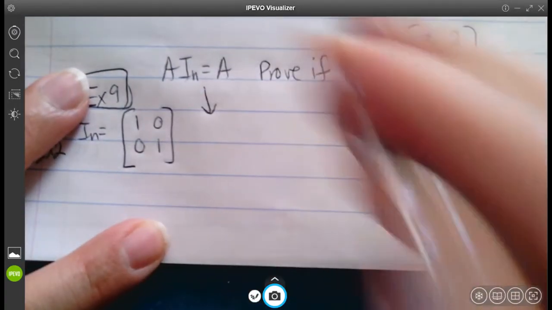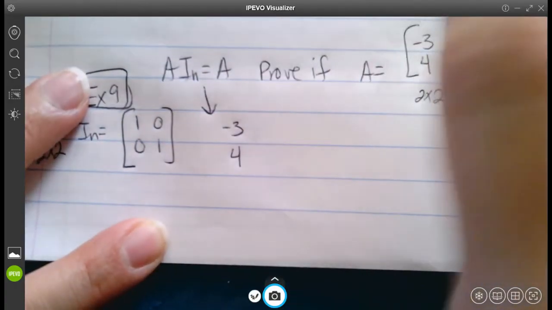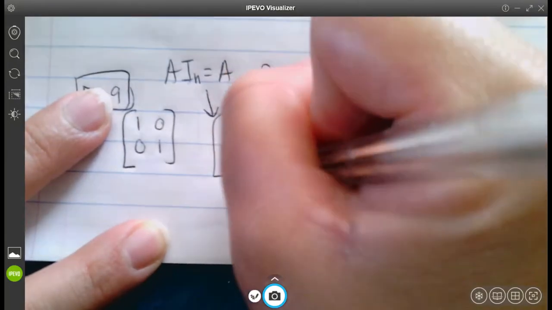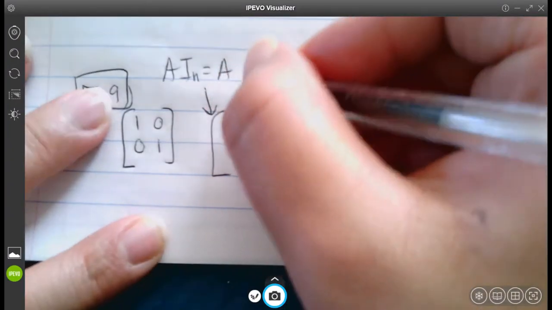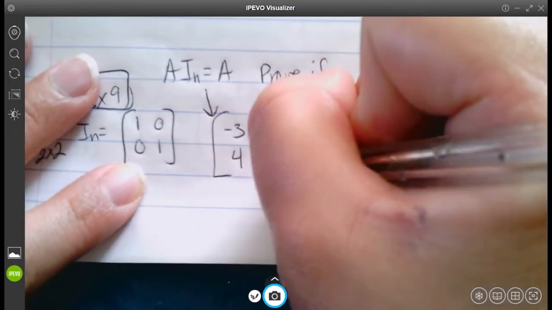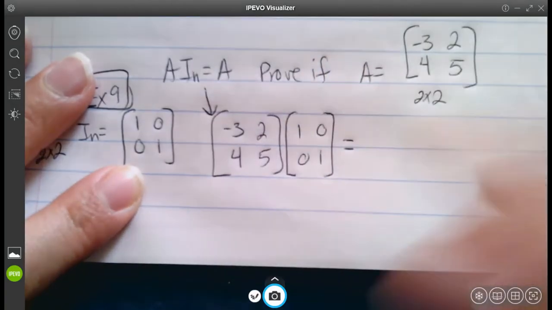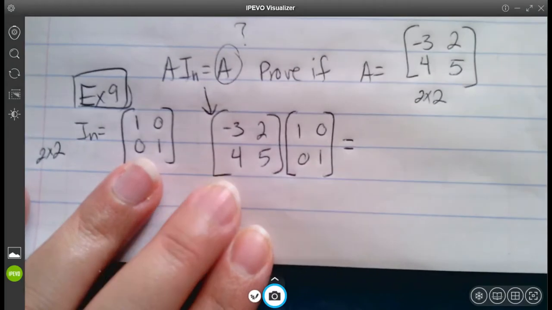A is going to be this over here, so -3 and 4, and then 2 and 5. We're just copying the matrix. This is A, okay? And then our identity matrix is over here, so we're going to multiply times 1, 0, 0, 1. And we're going to see if this, in fact, gives us A. That's what we're trying to prove.